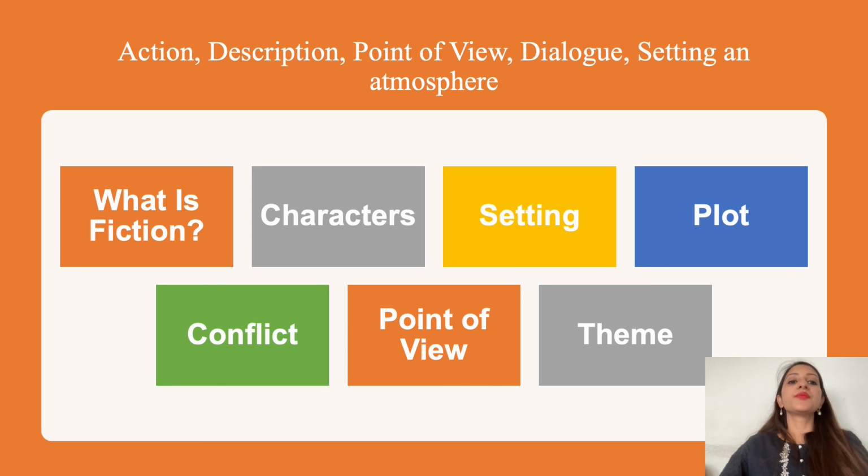Now, plot is the order of events in the story. The plot usually follows a very particular structure called Freytag's pyramid that we just discussed. Freytag's pyramid has five parts, which we also discussed: exposition, rising action, climax, falling action, denouement. Now, exposition is an introduction to the characters, time, or problem.